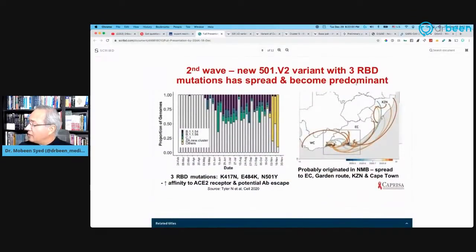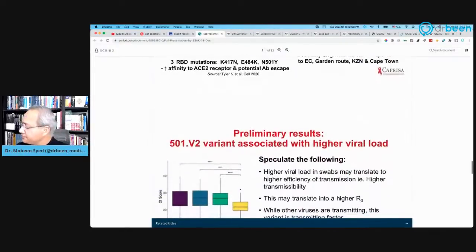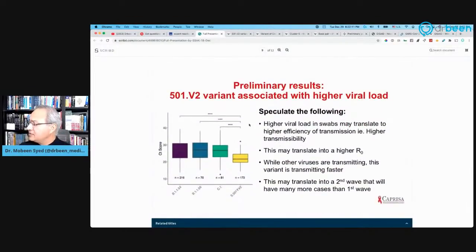So some more RBD mutations. RBD, receptor binding domain mutations, have been a lot. So it's not just this one mutation. Then this is an interesting one out of all of these. Speculate the following. So this is their speculations. Number one, higher viral load in swabs may translate to higher efficiency of transmission, that is higher transmissibility. I don't know, higher viral load in swab may translate into that.